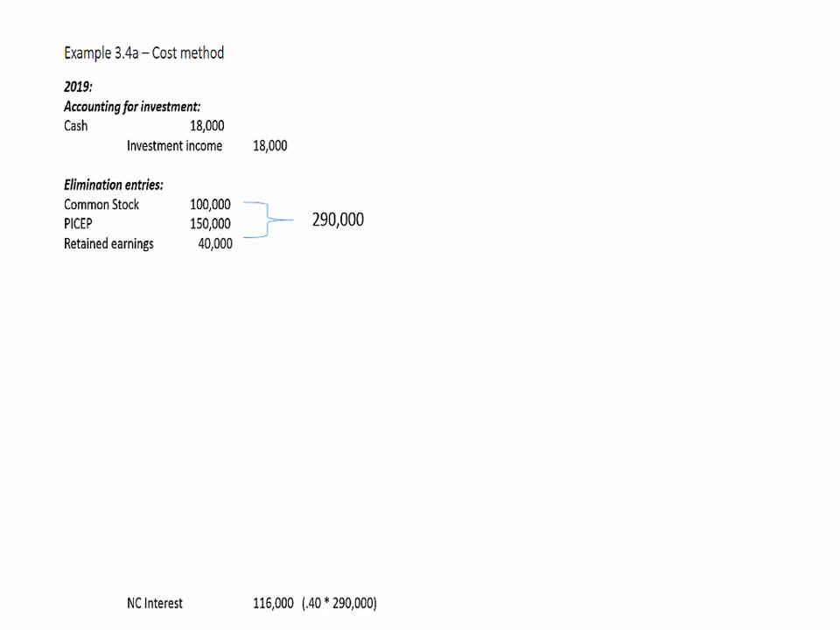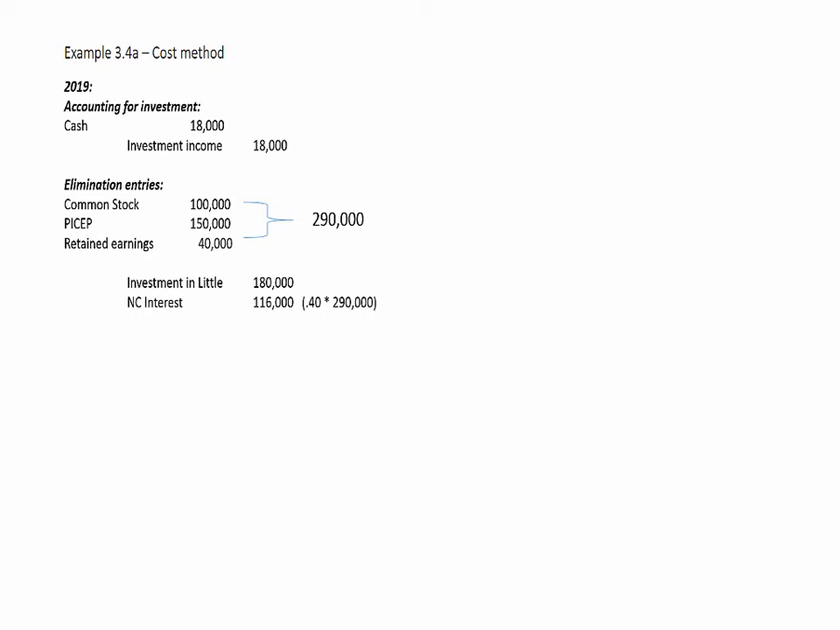Moving on to 2019, we go through the same process. We receive our $18,000 in dividends, 60% of the $30,000 paid by Little. And now we go to our elimination entries. As before, we eliminate the subsidiary's beginning of year owner's equity accounts. Those total up to $290,000. The non-controlling interest gets 40% of that, or $116,000. The parent's share of that $290,000 is 60%, or $174,000.